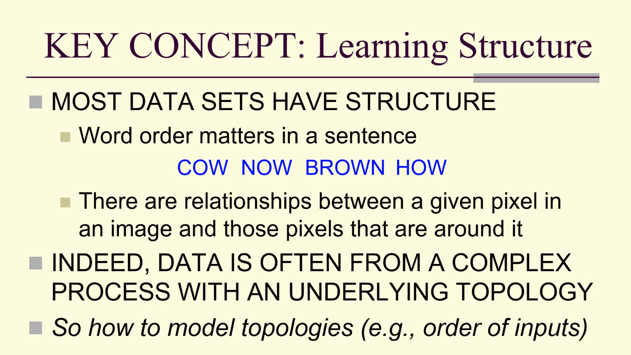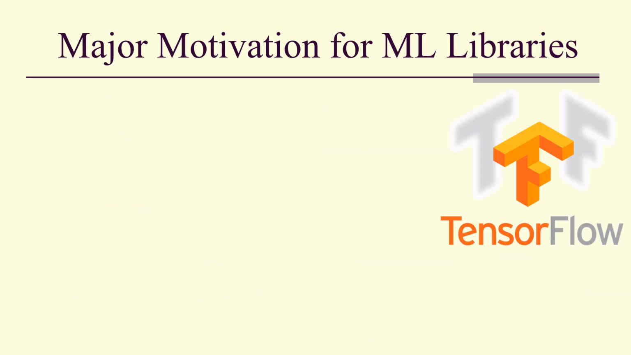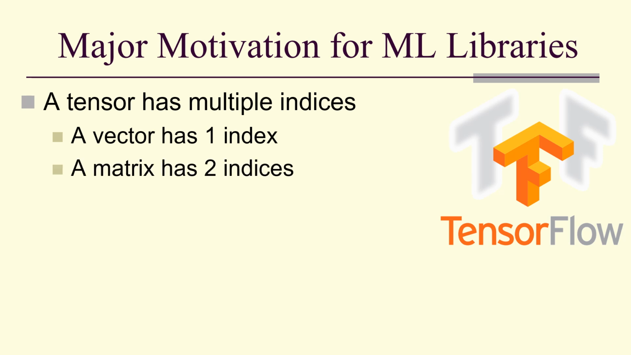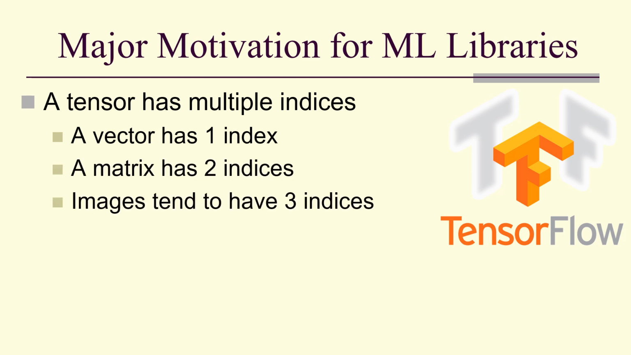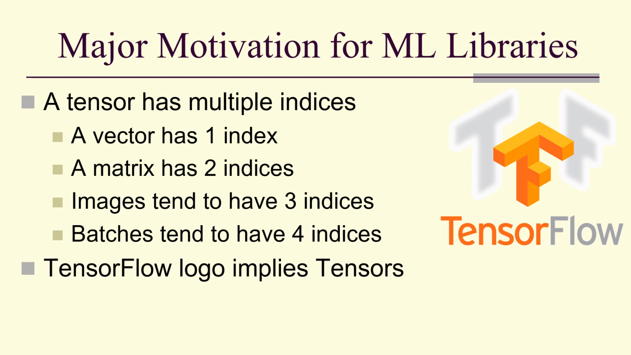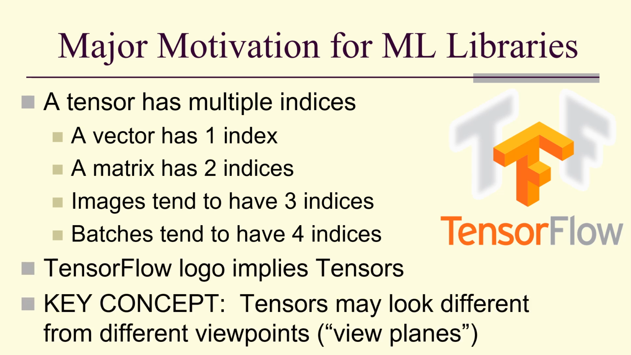So how do we model topologies? For example, the order of the inputs. Well, it's a major motivation for our machine learning libraries, like TensorFlow. A tensor has multiple indices. A vector has one index, a matrix two, images tend to have three indices, batches tend to have four indices, video five, and you can go on and on. The TensorFlow logo implies tensors. Notice that they look different from different viewpoints, from different view planes.